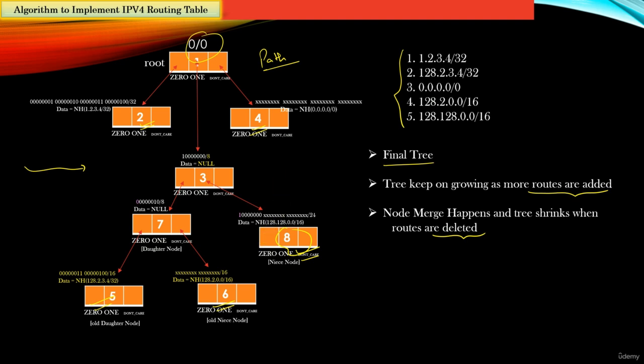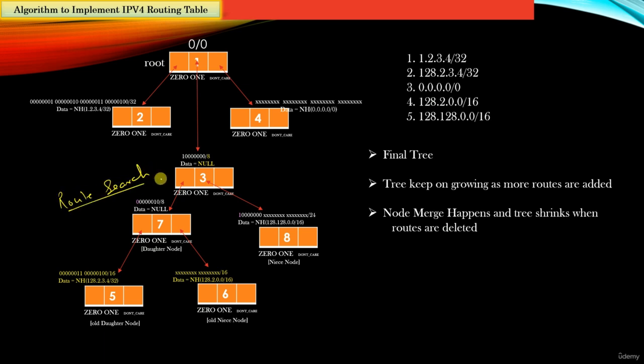Alright. Next we are going to discuss the route search algorithm. Route search algorithm means that in this tree we know that we have already inserted 5 routes. What if I tell you, hey, tell me whether the route 128.2.0.0/16 is present in this M trie or not? So you have to come up with a yes or no answer on whether the route is present or not.